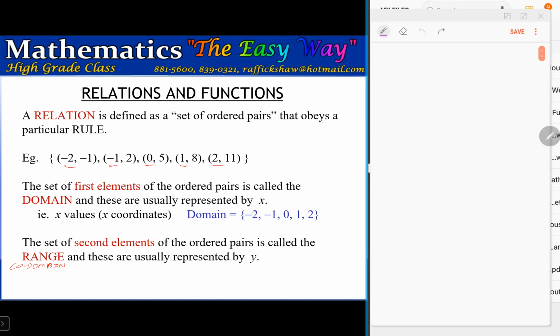But don't worry too much about the definition. For now, for this set of ordered pairs, that will be a range. Those are your actual y values. So we're talking about the -1, the 2, the 5, the 8, and the 11. Those are the values that make up your range. All right? That's a codomain and your range.